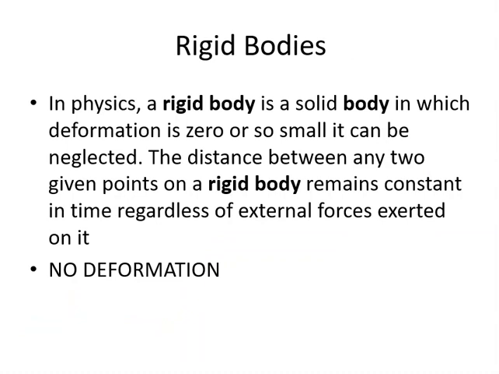And also in physics, a rigid body is a solid body in which deformation is 0, or so small it can be neglected. The distance between any two given points on a rigid body remains constant in time regardless of the external forces exerted on it, and in general, it has no deformation.